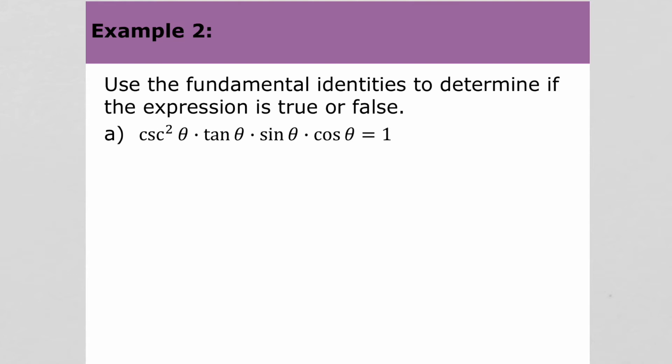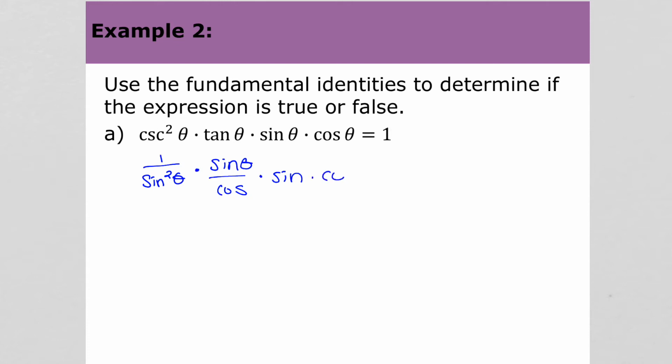For example 2, we're going to look at proving some identities. So it says cosecant squared of theta times tangent of theta times sine of theta times cosine of theta equals 1. Is this true or not? Do all those things multiplied equal 1? Well, let's start by using a reciprocal identity for cosecant. So that'd be 1 over sine squared of theta. And then tangent is sine over cosine.